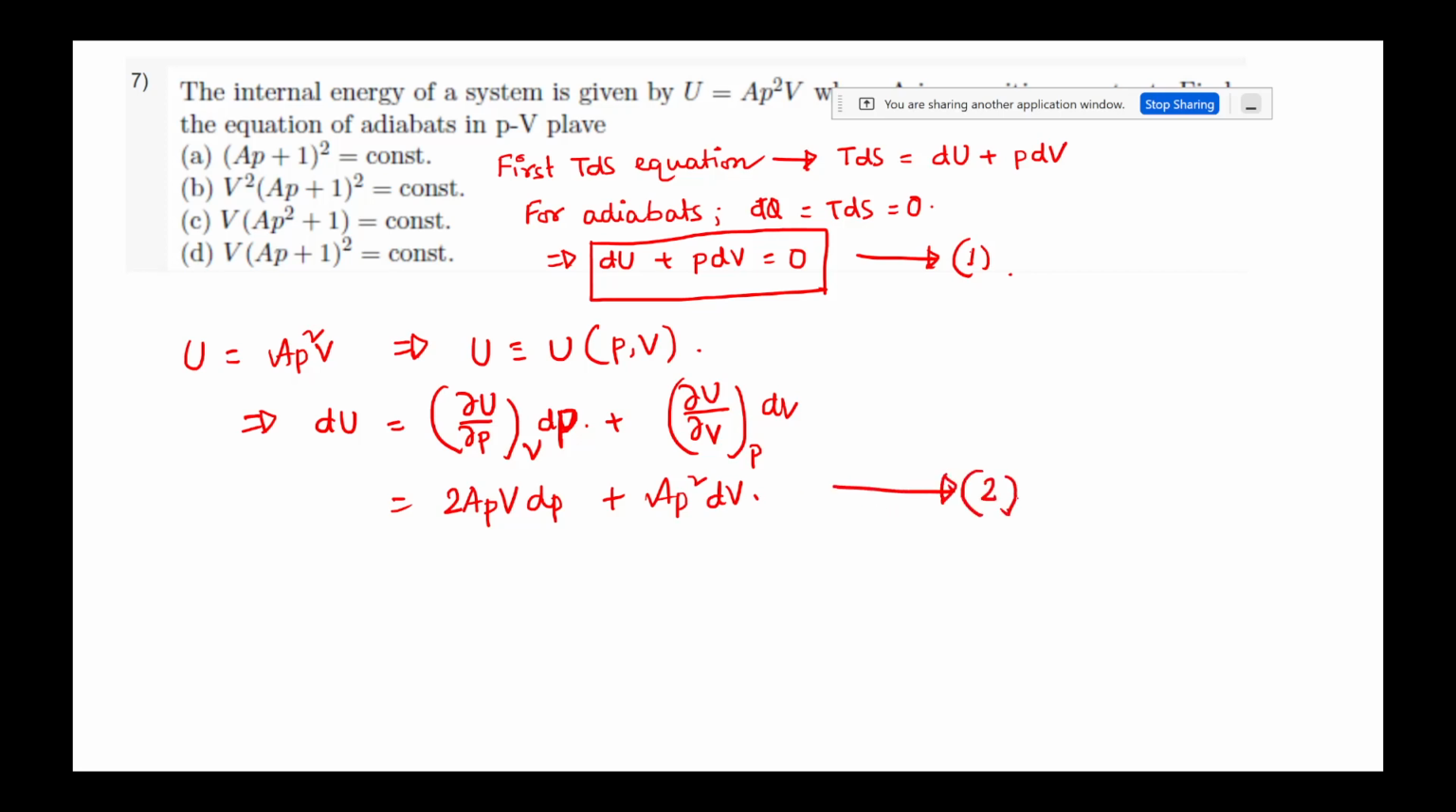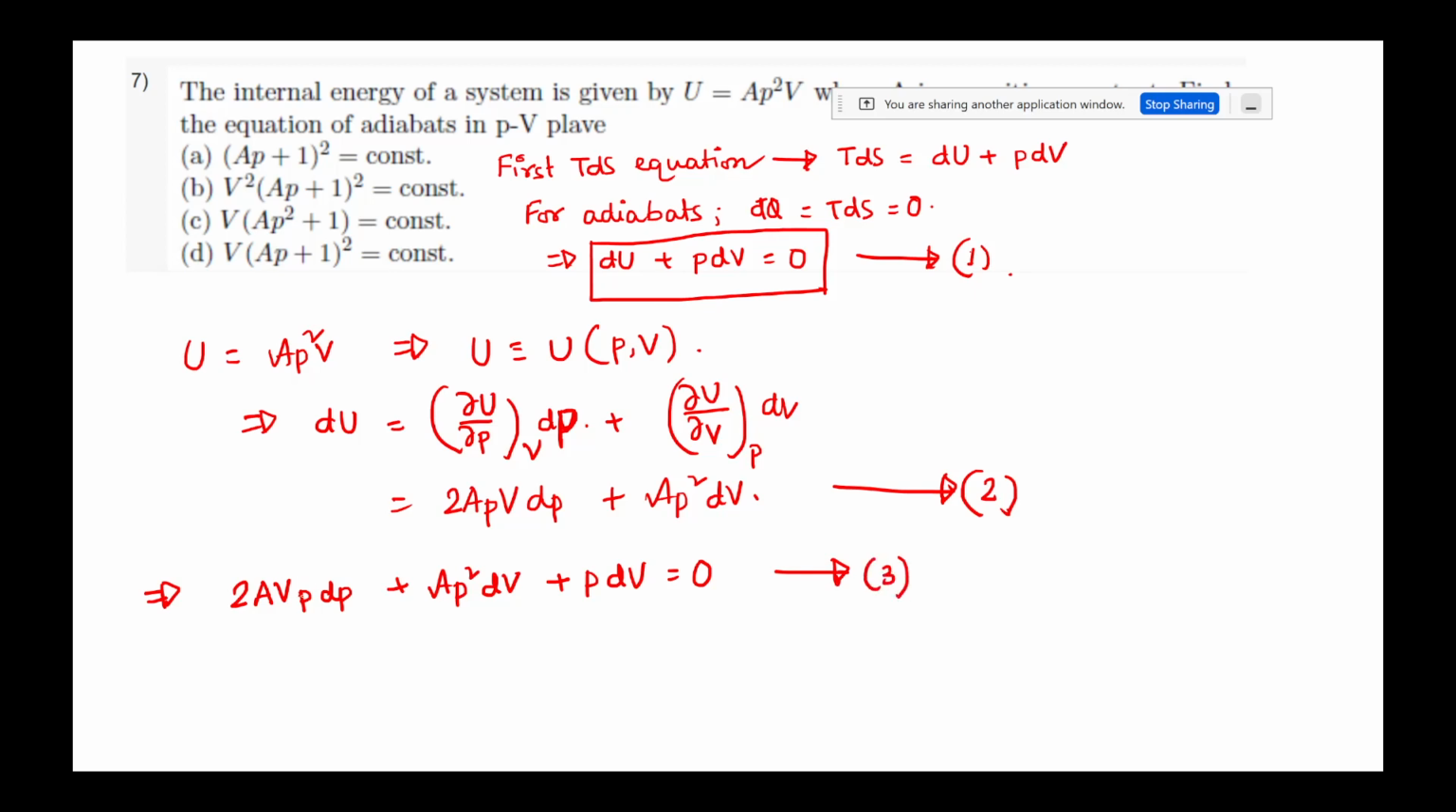So follow the process. First we have written the TdS equation. Then for adiabats we have put the heat exchange as 0. From that we got dU plus PdV is equal to 0, and then we have written the differential form of internal energy, and we got this. Then we substitute 2 in 1. If you substitute that, you will get 2A V P dP plus A P squared dV plus P dV equals 0. This is equation number 3.